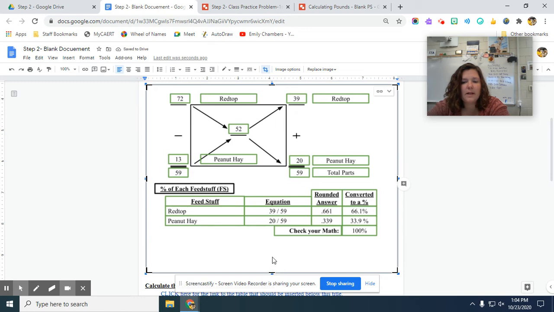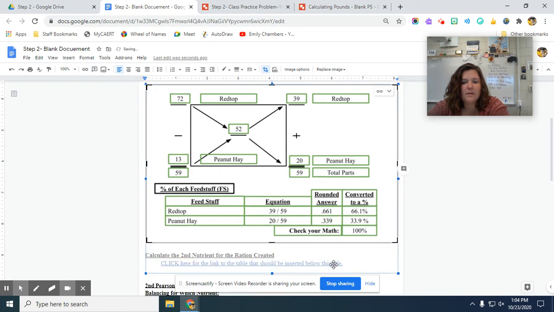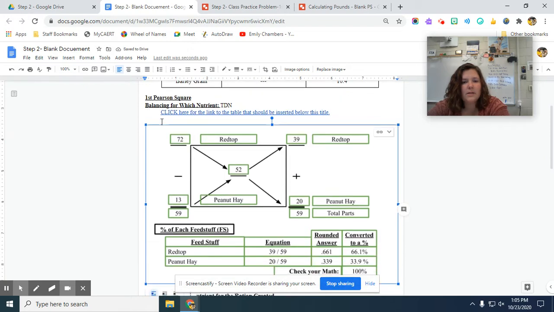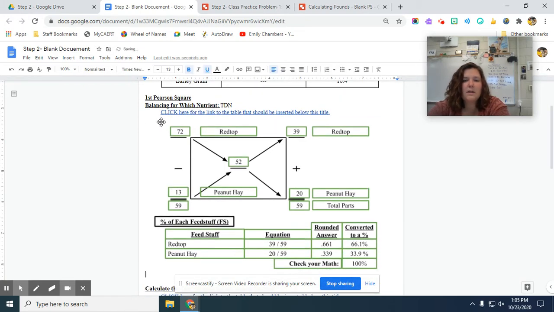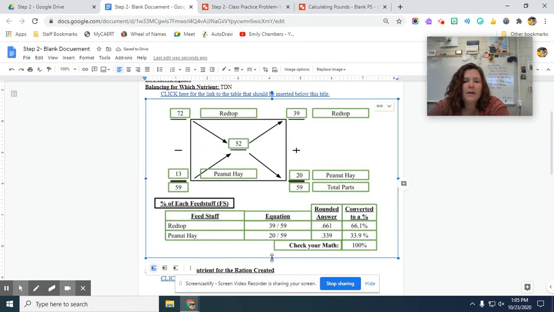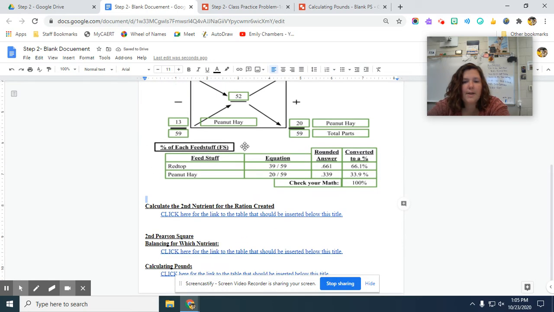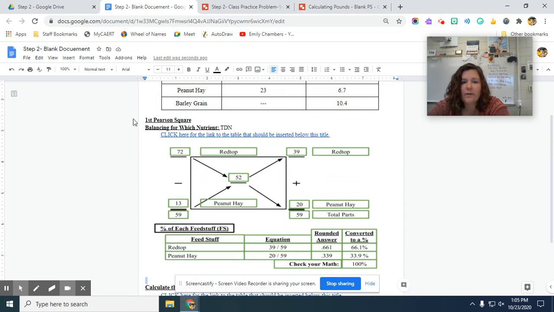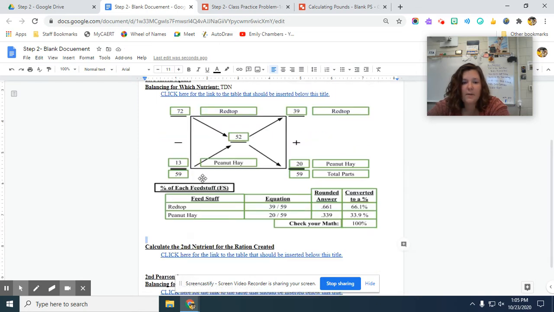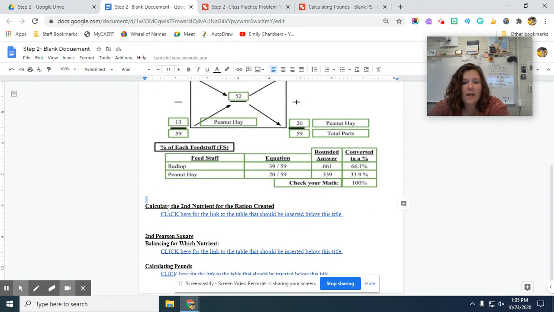I do like to shrink it a little bit so it's on the page nicer. It's just my OCD kicking in, because I really like editing documents. So I do shrink it up just a little so it sits nicer on the page. And then you're going to go on to the next. So we finished this first header. Then we're going to go to the next. We're going to calculate the second nutrient for the ration created.